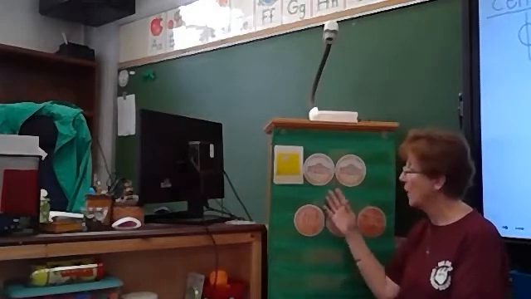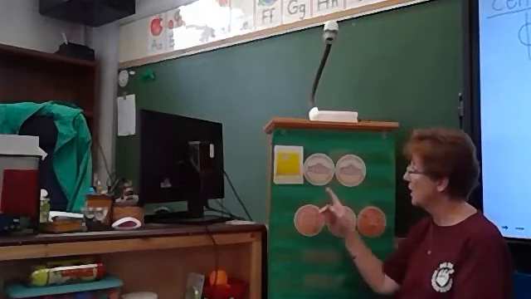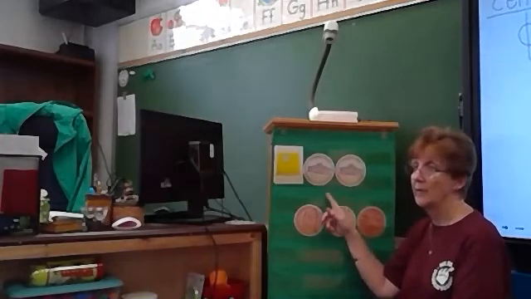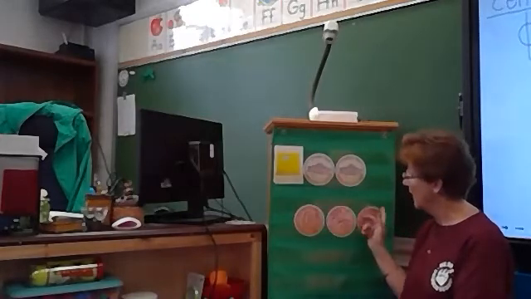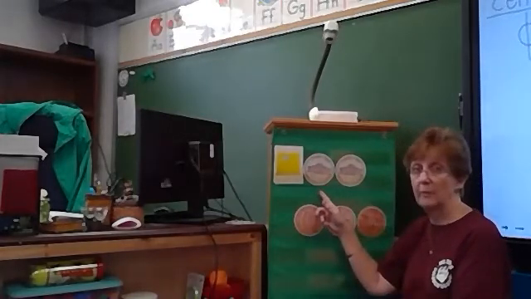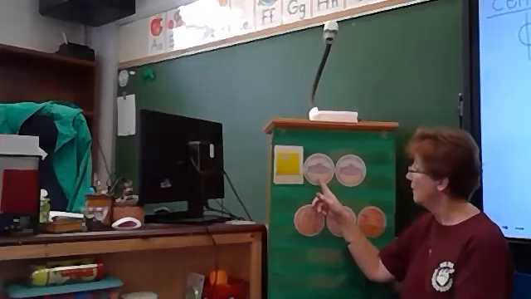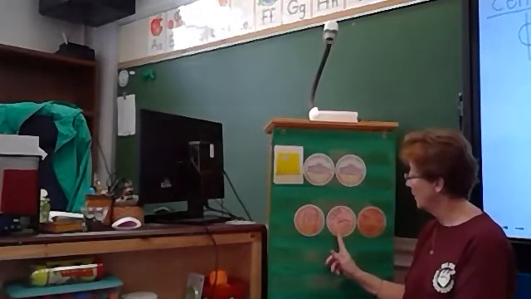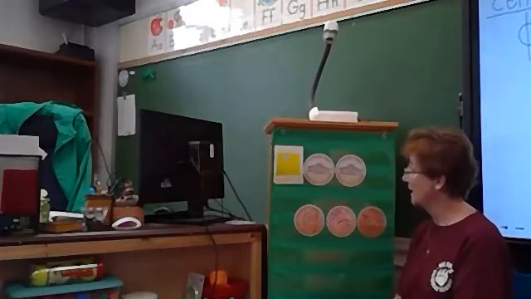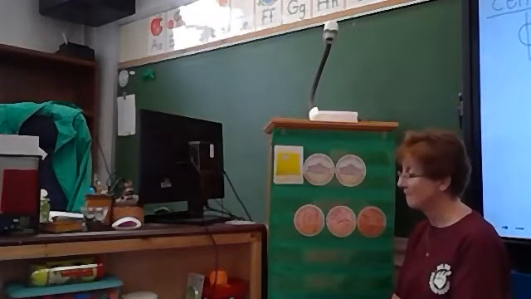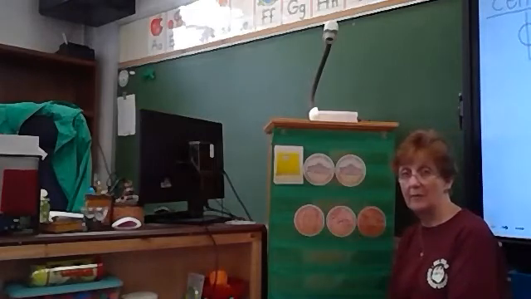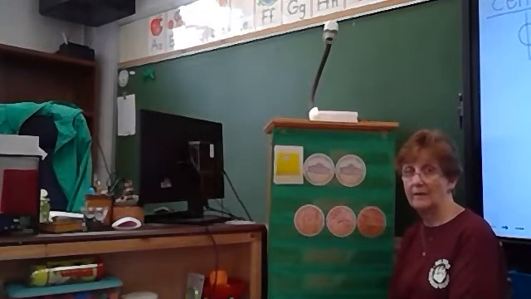We have mixed coins. We're going to make sure that we always start counting with the coin that has the largest value. And in this case, that's a nickel, because a nickel is worth 5 cents. So 5 cents, 10 cents, 11 cents, 12 cents, 13 cents. So 2 nickels and 3 pennies also equal 13 cents.